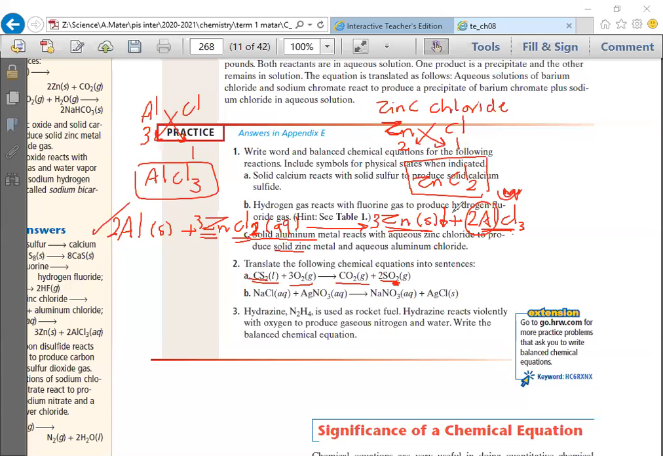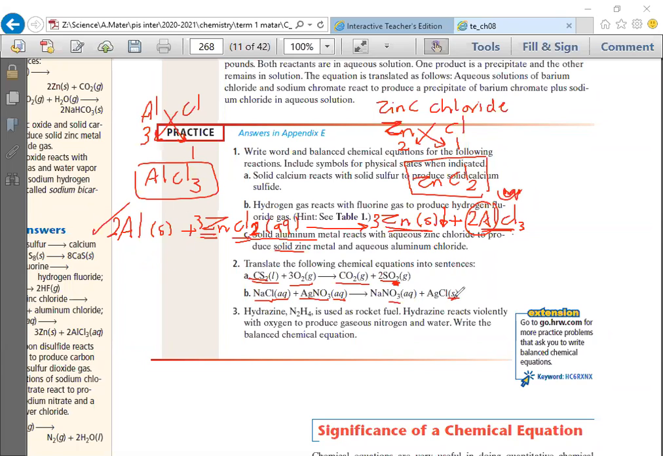NaCl plus AgNO3 yields NaNO3 plus AgCl. So this is sodium chloride. Is it solid, liquid, or aqueous solution? Aqueous. So an aqueous solution of sodium chloride reacts with Ag, which is silver. So AgNO3, what do we call it? Silver nitrate. So an aqueous solution of sodium chloride reacts with an aqueous solution of silver nitrate, yields an aqueous solution of sodium nitrate plus silver chloride in solid form.